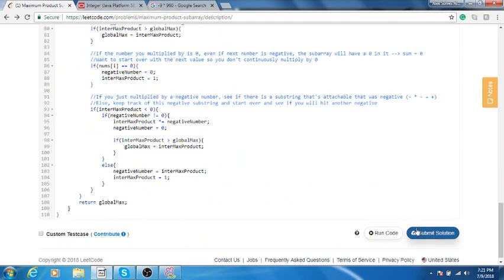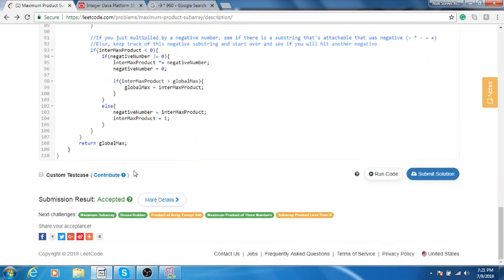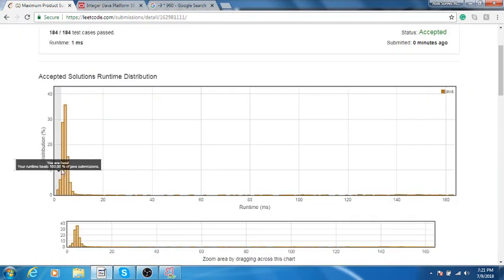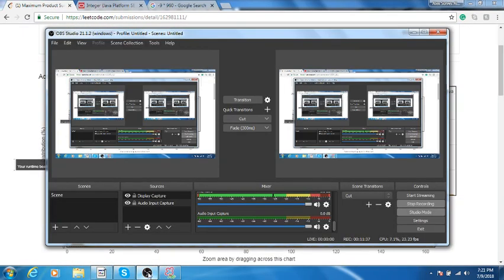So if I submit this, I believe this is an optimal solution. And you'll see that I passed all test cases and I beat 100% of submissions. So this was pretty optimal.